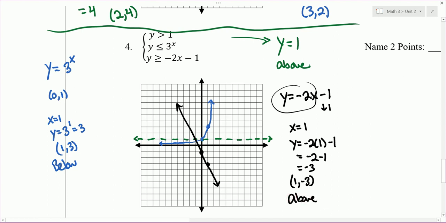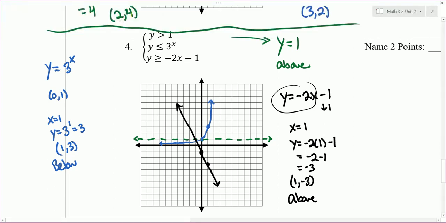Okay, so we want below the blue curve, above the green, and above the black line. So go ahead and pause this video and decide where to shade. Once you've decided, then start it back up.